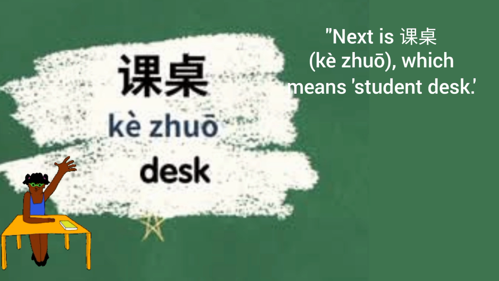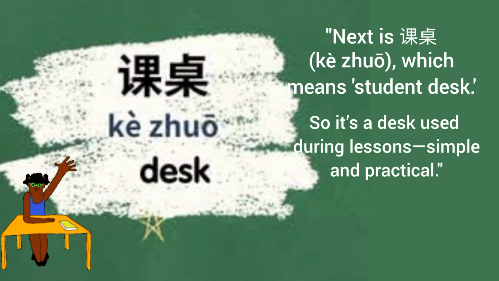Next vocabulary that we have is student desk, which in Chinese can be pronounced as 课桌. So it's a desk used during lessons, simple and practical. Hope you find it easy and learn it soon. Let's explain it in detail. It has two characters, having different meanings, which are interesting and learnable.